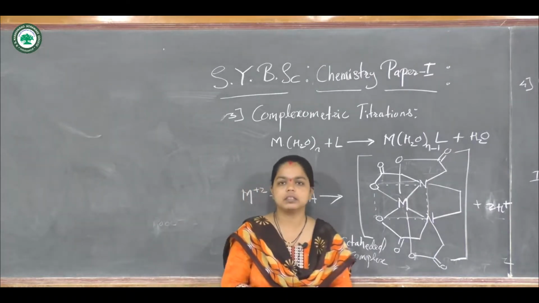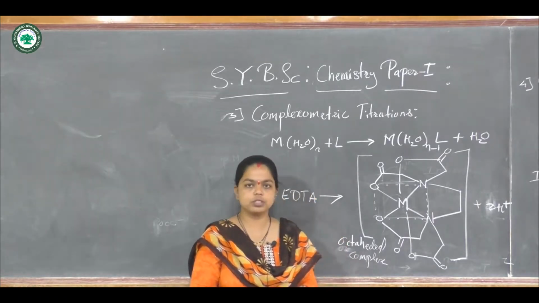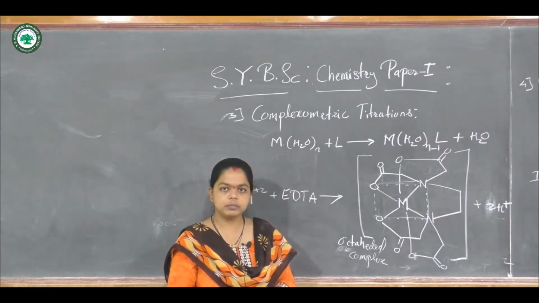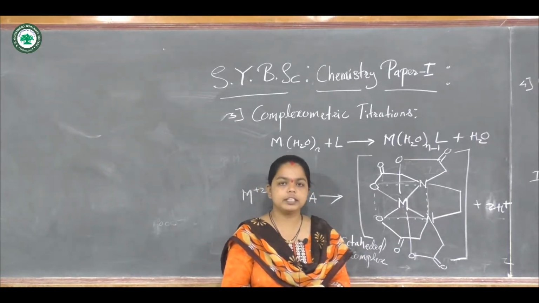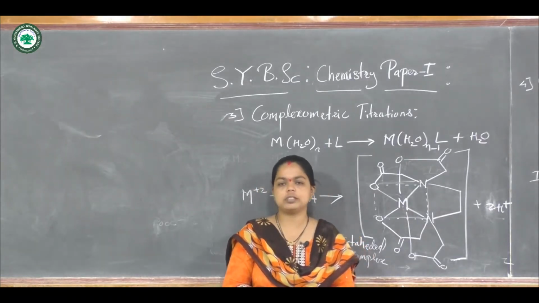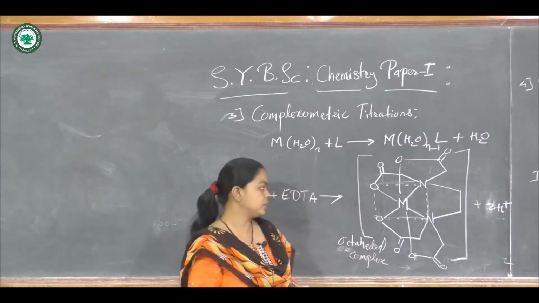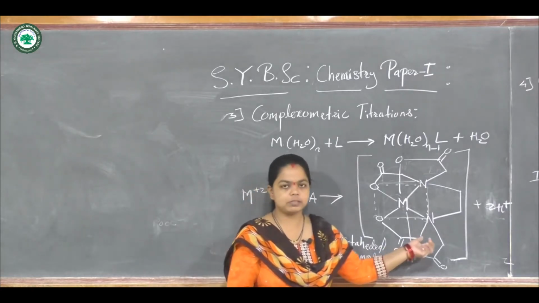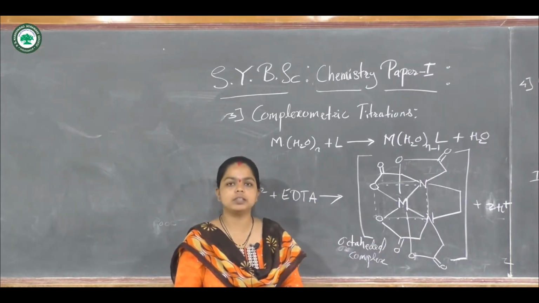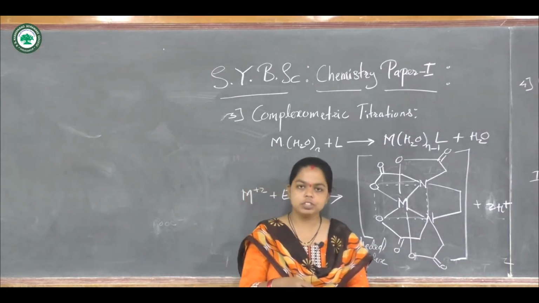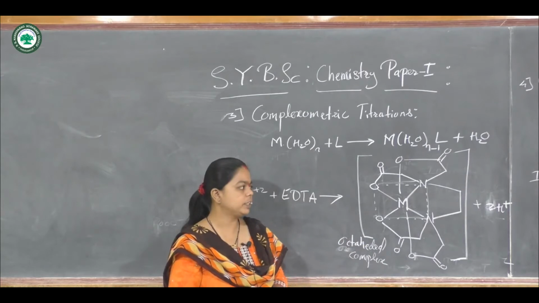In that case, the water sample is taken and the EDTA solution is filled in the burette. Zinc sulfate may be used for this type of titration, and the EDTA solution is titrated with the hard water sample. According to the end point, the calcium and the magnesium form a stable complex with EDTA, and depending upon that value we can determine the concentration of the calcium and magnesium present in the hard water. So this is one of the applications of the complexometric titration.